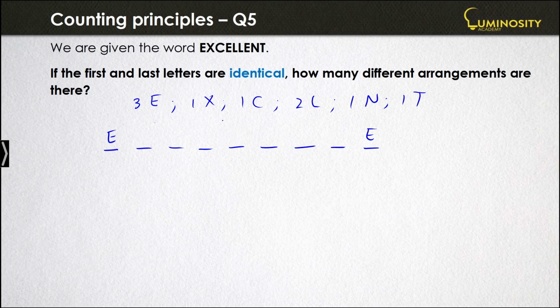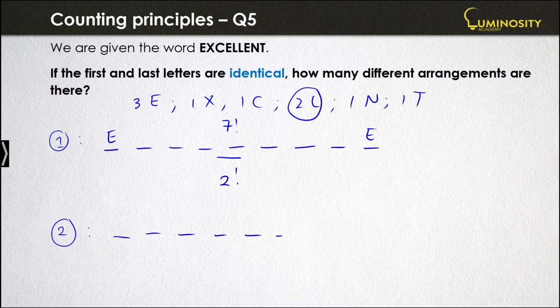So how many letters are left over? There are 7 letters left over, because we've used 2. However, there's a repetition of 2 L's here, so we need to divide out that repetition. So in the first possibility, where the 2 E's are the first and last letters, we have 7 factorial divided by 2 factorial. The second option is that we could have the 2 L's as the first and last letter. And again, we'll have 7 letters left over to arrange. However, there are 3 E's that are still identical that need to be divided out.